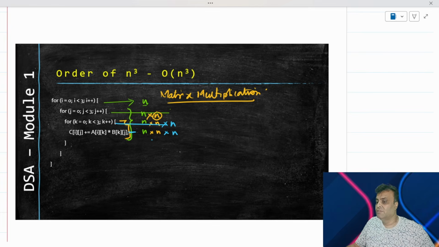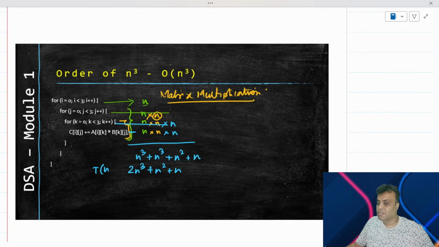So what do you have? You have these many number of summations to actually probably do. So you have an n cube plus n cube plus n square plus n. This is what you have. So you have 2n cube plus n square plus n as the time complexity asymptotic polynomial for this.